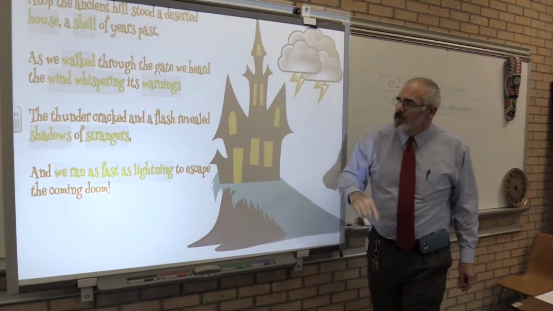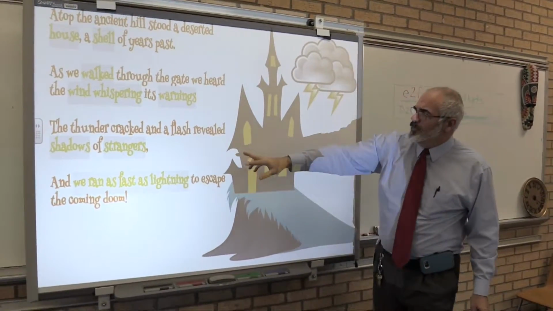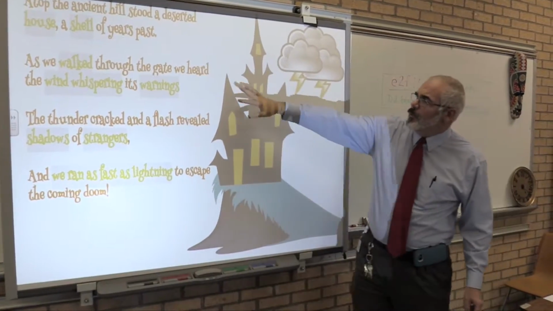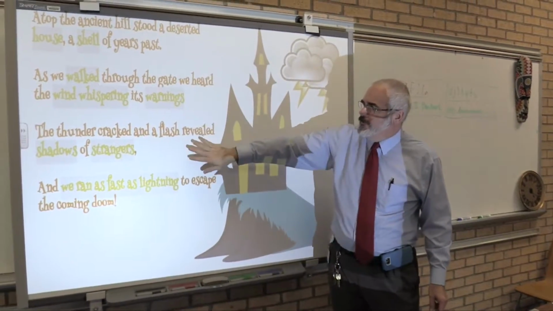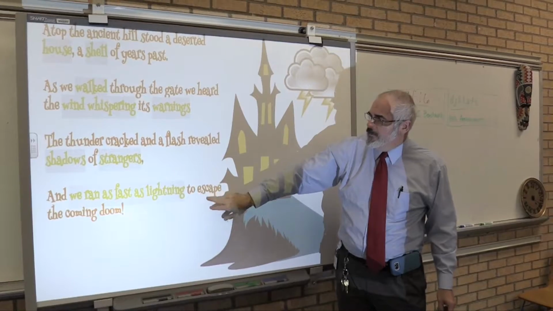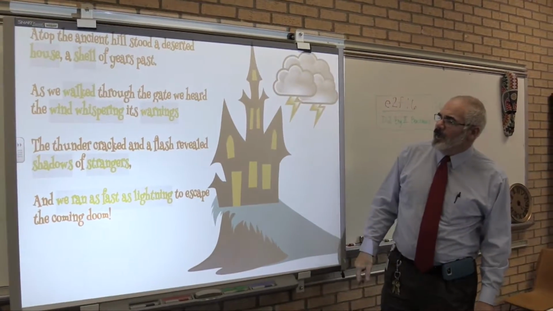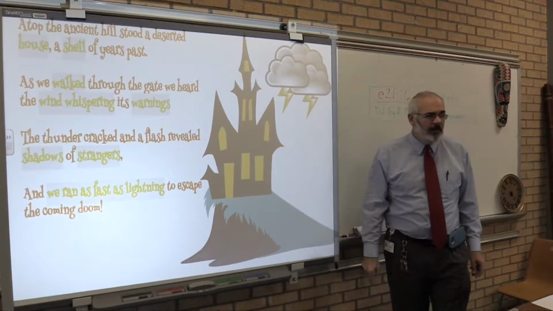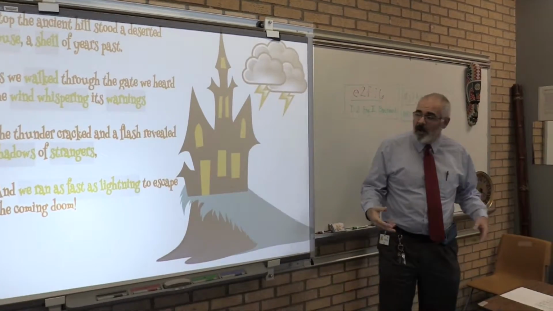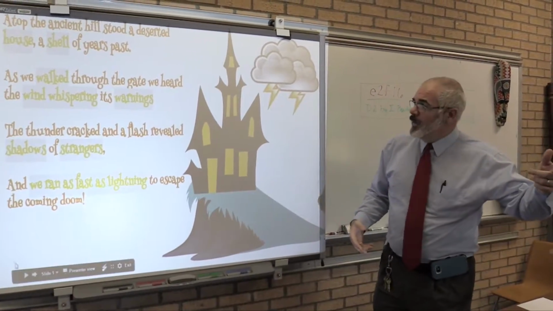Alliteration. Okay? The thunder cracked and a flash revealed shadows of strangers. Because I had incorporated these two in that one line, I just simply used imagery in this one. Finally, this line, we have, and we ran as fast as lightning to escape the coming doom, which is what? That's an obvious simile. Okay, next example.